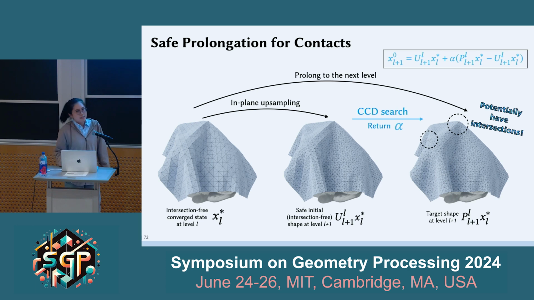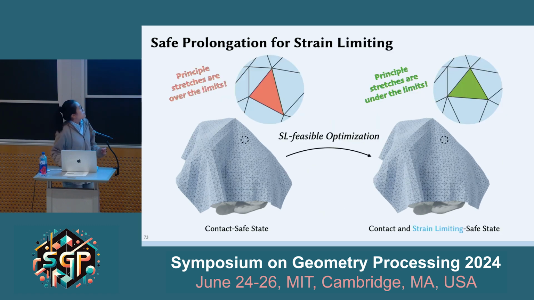Due to time reasons, I won't explain all the details here, but I just want to mention that we use CCD techniques to find the biggest step that the search can take to get to the closest interpenetration-free state when you are doing this upsampling operation. And also for the strain limiting constraints, we apply another optimization to get all the principal stretches to be under the original limits specified by the user.